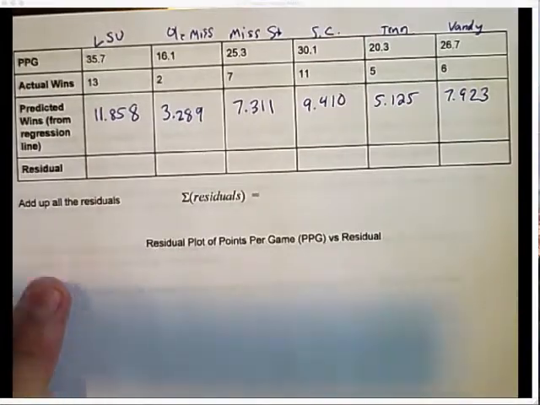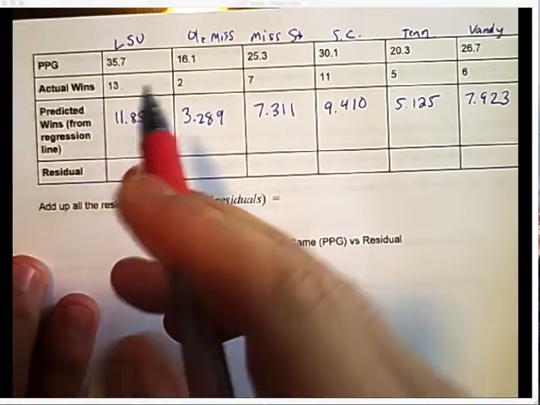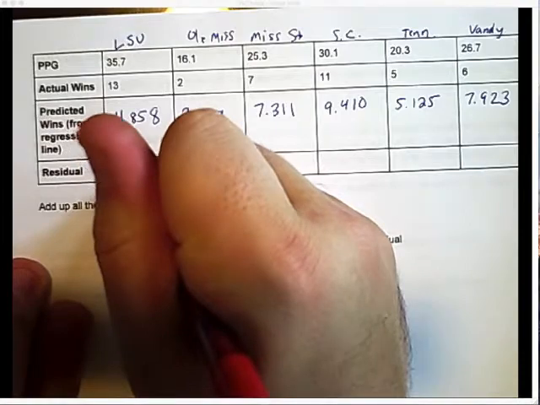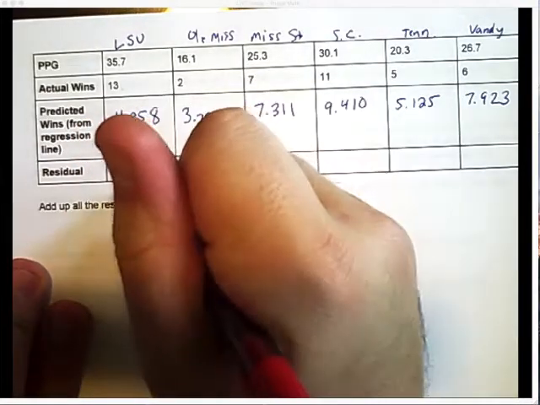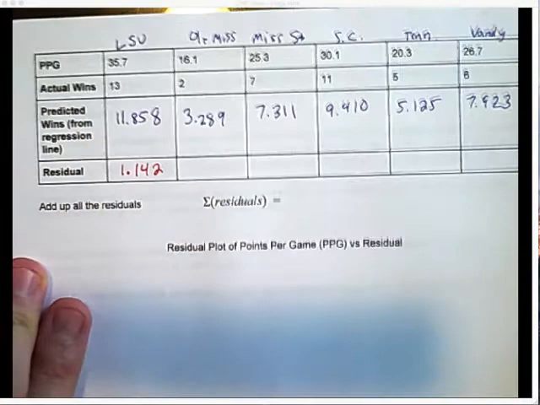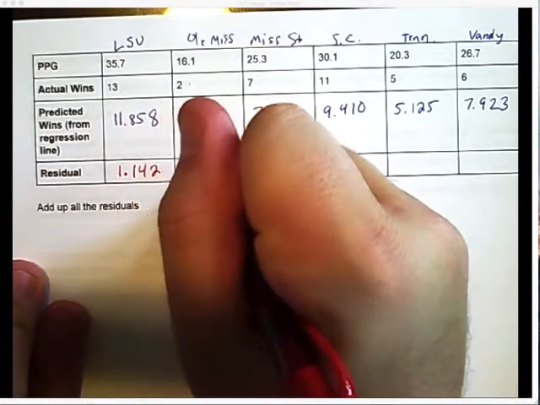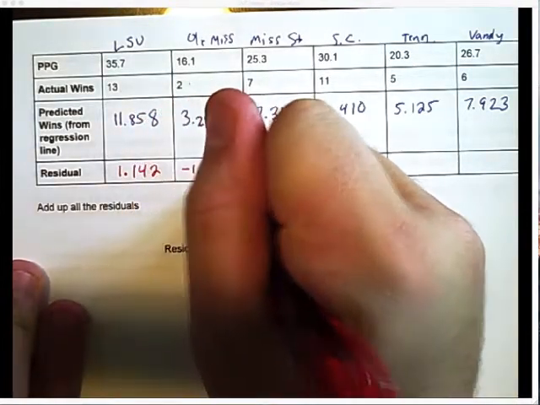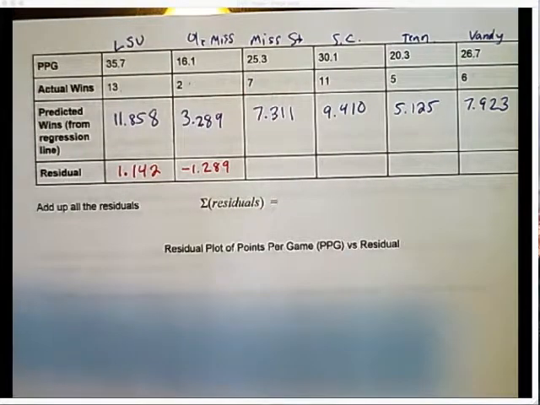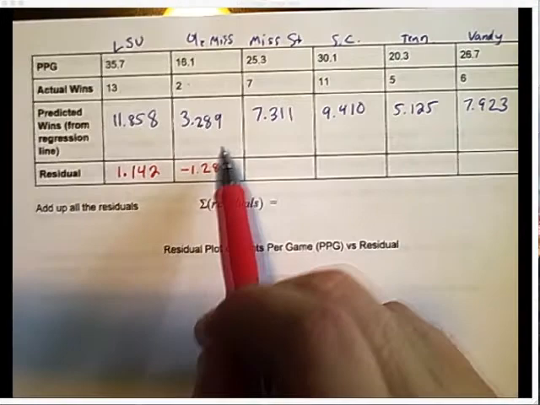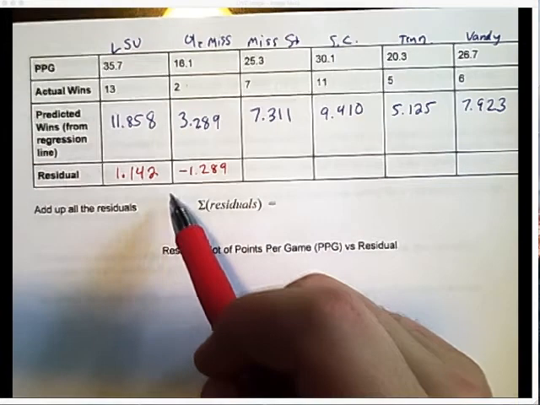If I do my subtraction, actual minus predicted, LSU overperformed. They won 1.142 more games than we expected. 2 minus this is negative 1.289. Ole Miss won 1.289 fewer games than we expected.